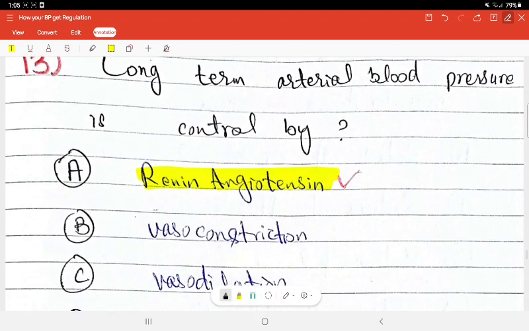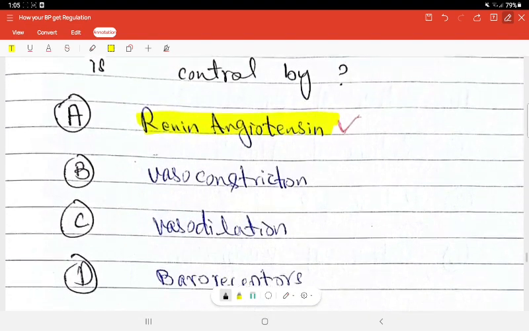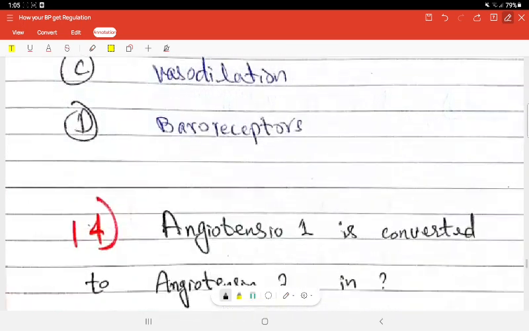Next, long term arterial blood pressure is controlled by, for long term we remember that it was the renin-angiotensin system. The second option is vasoconstriction, third vasodilation, and fourth baroreceptors. Baroreceptors were for the short term; for the long term it is renin-angiotensin.